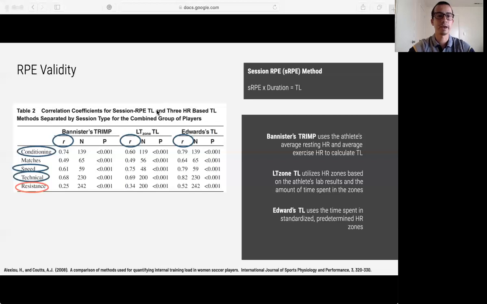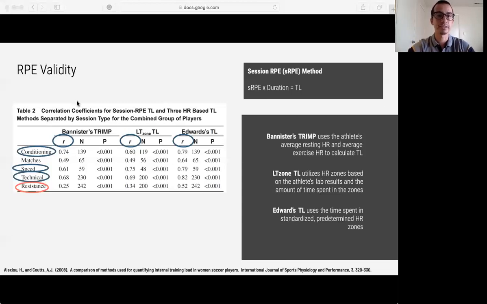So once we're looking at Table 2 here on the left, we see the methods on top: Bannister, TRIMP, LT zone, and Edwards. And then on the left, we see the types of sessions that were run throughout the study. So we have conditioning, matches, speed, technical, and resistance training. Now these R values are pretty much the relationship or the correlation between the heart rate-based method and the SRPE method. So we're looking for a perfect value of 1.00. That means that they match up perfectly. So it's between -1 and 1. 0 means no relationship between the methods.